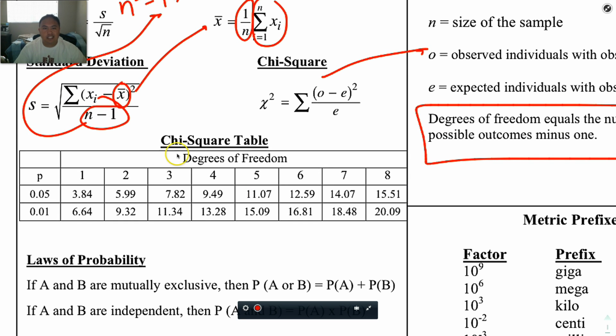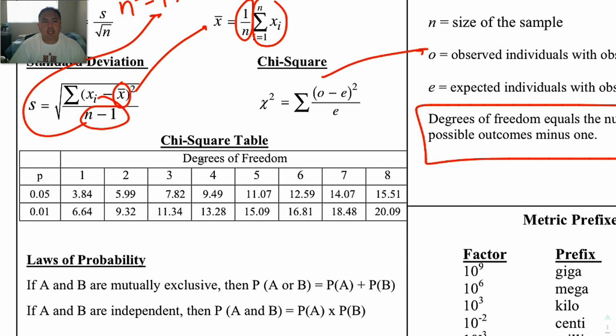Here's a chi-square table. There is a possibility that on your free response or on your math section, they're going to say, what is the chi-square, or something like that. This is what they have to give you. First of all, you calculate the chi-square, which is good. And then they're going to tell you a p-value. They have to tell you this. Whether the p is 0.05 or 0.01.